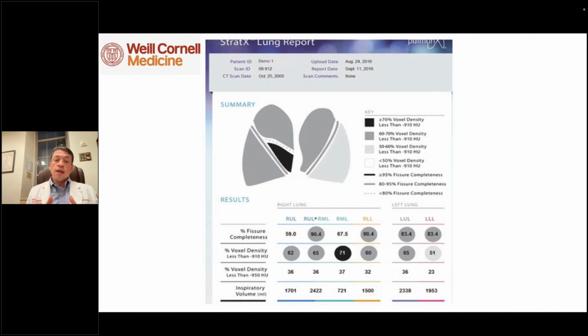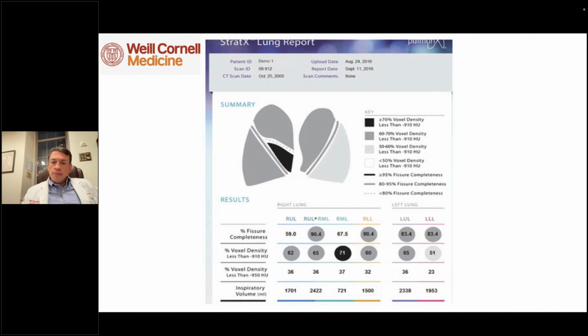Those are arbitrary numbers. If you use -950 Hounsfield units, then your numbers are going to be lower, and it becomes 35. 35 is sort of the number that we look for. So in addition to giving us a quantitative emphysema assessment, we also better understand completeness of the fissure. Again, this is an artificial intelligence algorithm that looks at a fissure. You should always review your own CAT scans. I've seen many discrepancies, but it gives you a rough idea that if a fissure is 100% or 95% complete, chances are that that fissure will be sufficient for the procedure.